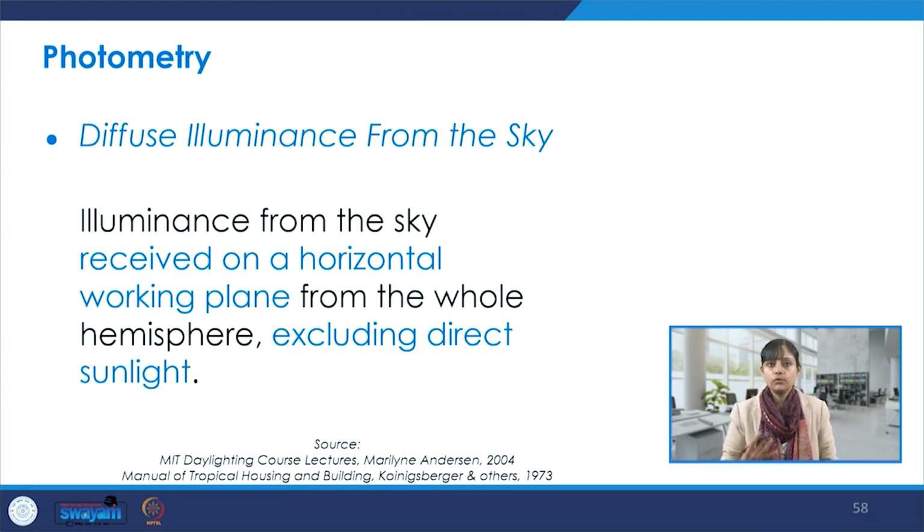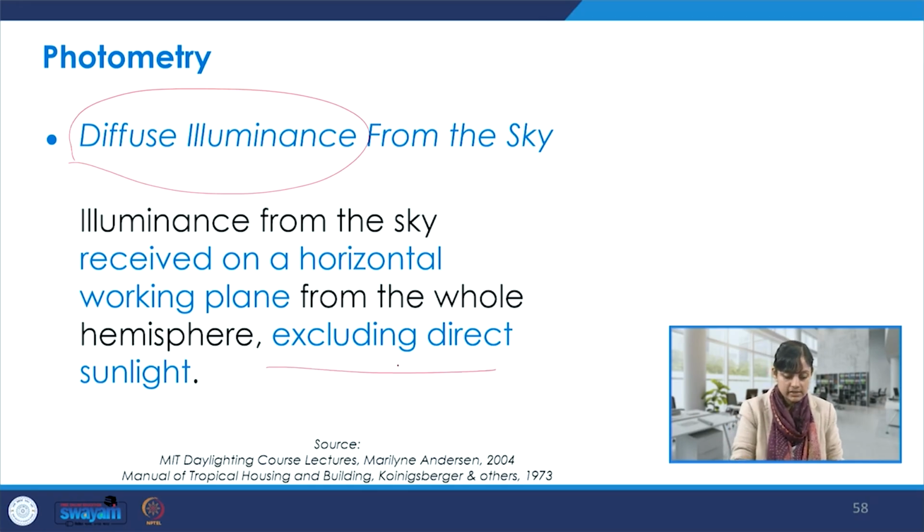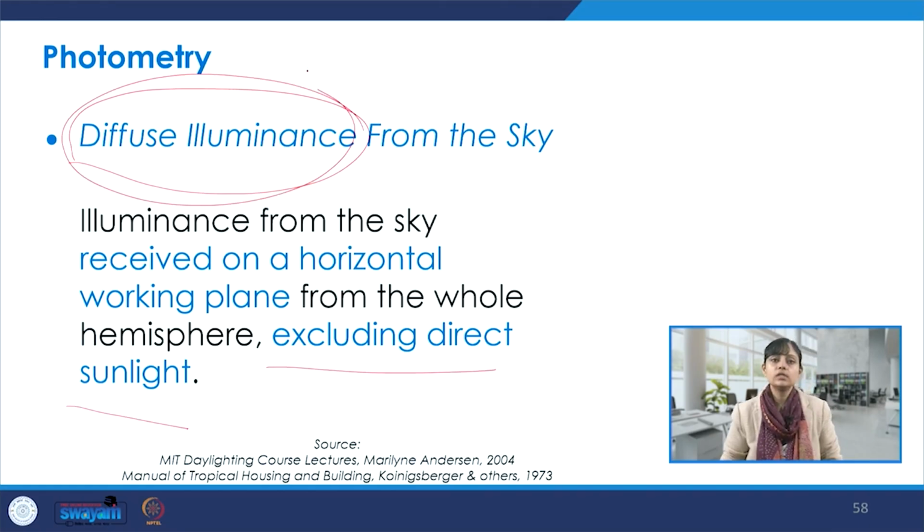So continuing with photometry, it is important to understand diffuse illuminance from the sky, and some other concepts which we will see. Illuminance from the sky received on a horizontal working plane from the whole hemisphere, excluding direct sunlight. So this is diffuse illuminance.